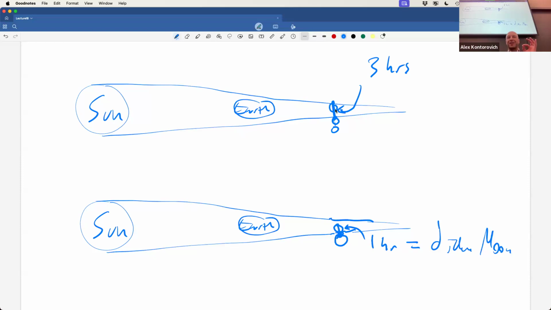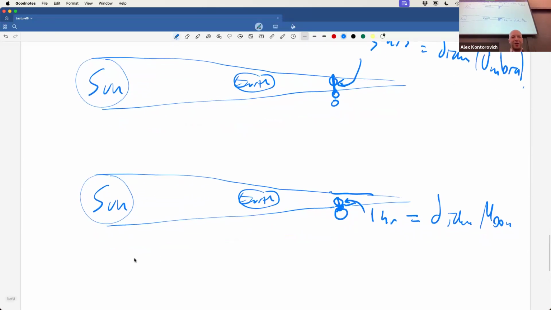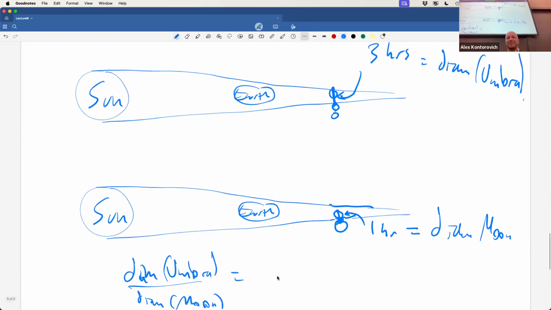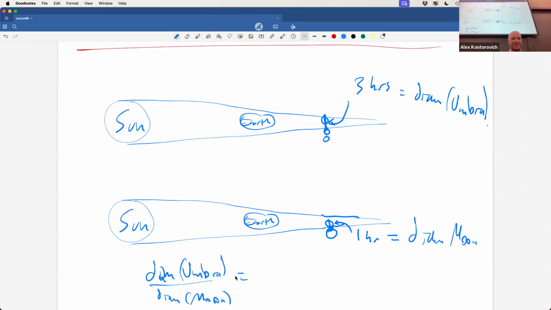What's 3 hours? From here to here, from this point to that point. The diameter of the umbra. Exactly. This is the diameter of the umbra. Does everybody see that? So we know the ratio. The diameter of the umbra to the diameter of the moon is 3 to 1. That ratio is 3. Okay, the umbra is 3 times as large as the moon.